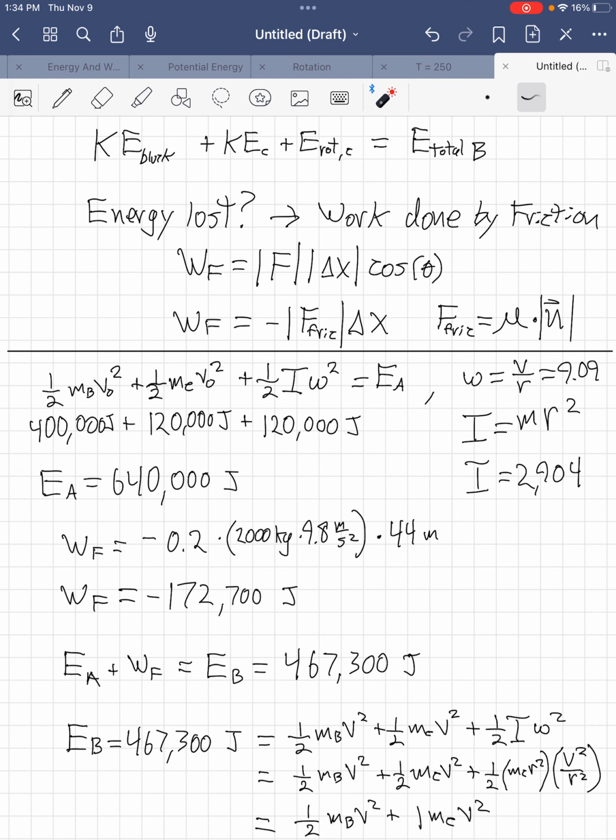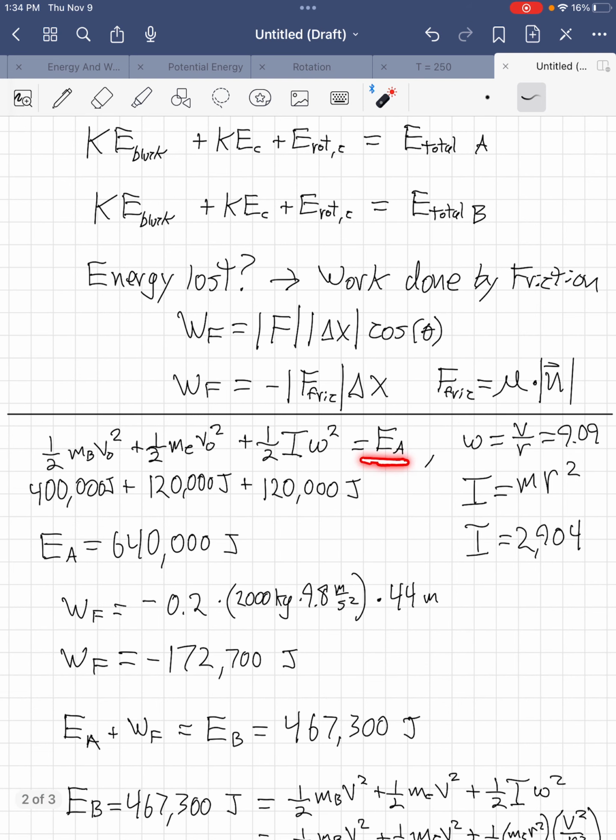All right, so we can start plugging in some numbers now, right? We have our equation for the total energy at point A: kinetic energy of the block, kinetic energy of the cylinder, and the rotational energy of the cylinder. And we just need to make one quick substitution for the rotational velocity. Remember, the rotational velocity is going to equal the translational velocity divided by the radius. And it's given that the moment of inertia of this cylinder is mr squared, so we plug that in and get those numbers. And we add things together and it turns out to be 640,000 joules. That's our total energy at point A.